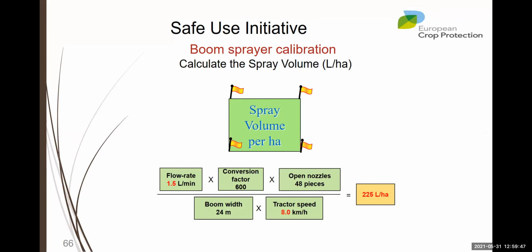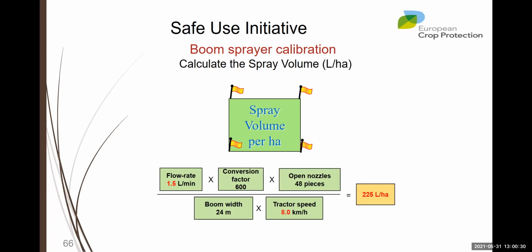All right. So for calibration of the spray nozzle, we normally would like to know the flow rates. The conversion factor is given, the number of nozzles, the width of the boom, and also the speed of the tractor. Typical speed for spraying is less than 5 km/h, depending on the weather. If you spray in the morning, you could go up to 10. If it is very hot and sunny, you want to reduce the drift, so you must go as slow as possible.